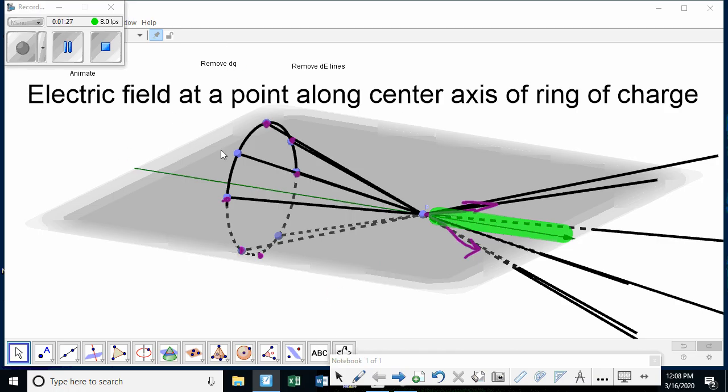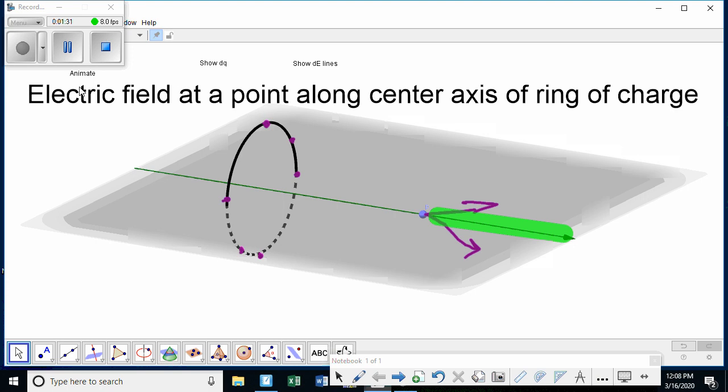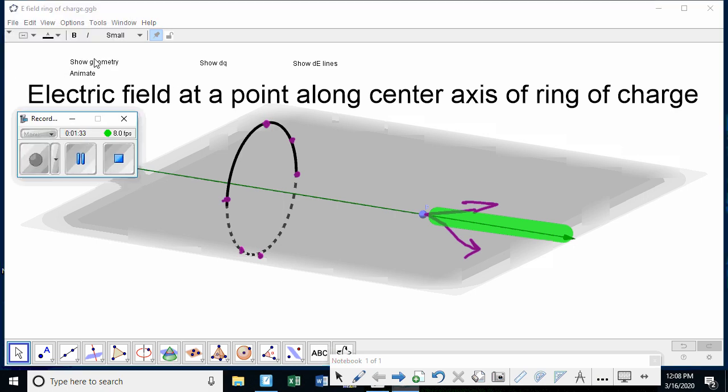The other thing that is nice about the ring of charge, if you look at the geometry of this situation, is that we are a distance of d away from the plane of the ring. The ring itself has a radius of capital R, so for one little tiny dq, it would have a distance of little r.